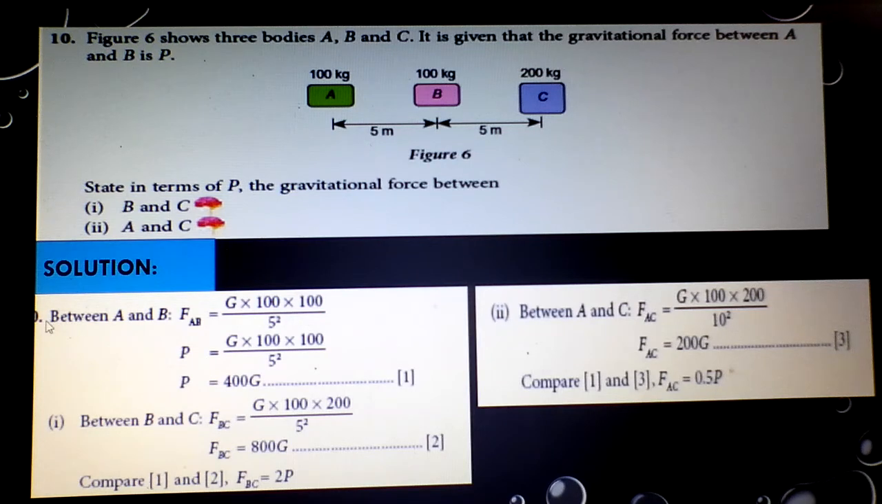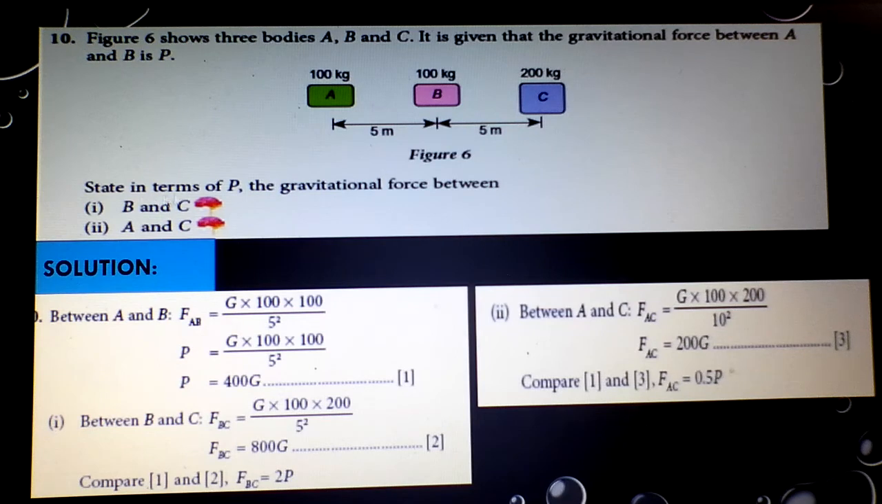Let's say part 1, the force between A and B is P. So the gravitational force between A and B we mark as FAB equals G times mass of A, 100, mass of B, 100, and then the distance between center to center is 5 meter, so 5 squared. Then we get P equals 400 G. You can just write in terms of G because later on the G will be cancelled.